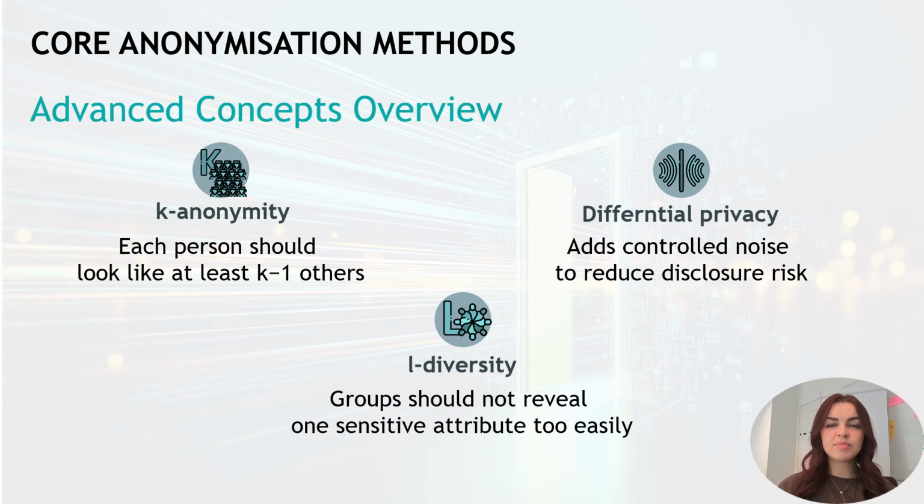Some anonymization approaches are more advanced. In this course, we introduce them conceptually, not as a technical recipe. K-anonymity, L-diversity, and differential privacy can be powerful ideas but they require careful implementation and interpretation. The practical message is that anonymization is not only about deleting columns. It is about reducing identifiability in a structured and documented way. The easiest advanced concept to understand is K-anonymity.